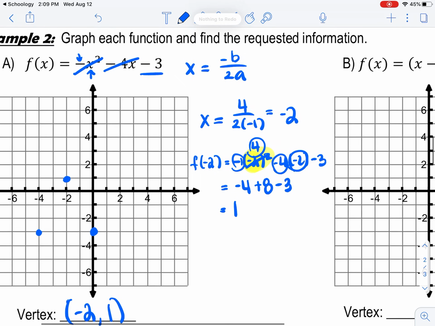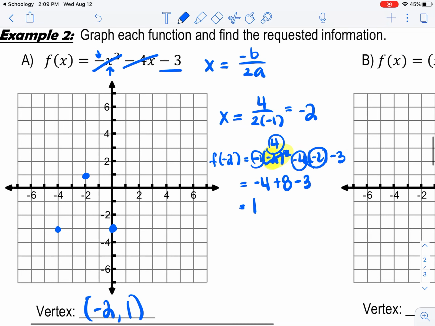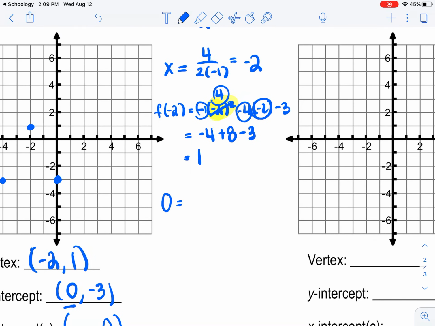All right, now I need my x-intercepts. My x-intercepts I get when y is 0. Notice it says intercepts, too, because there can be more than one. If you look right here, there's going to be more than one, right? It's going to hit it more than once. So now we have to find our x-intercepts. So I'm going to set y equal to 0. So I'm going to put 0 here instead.